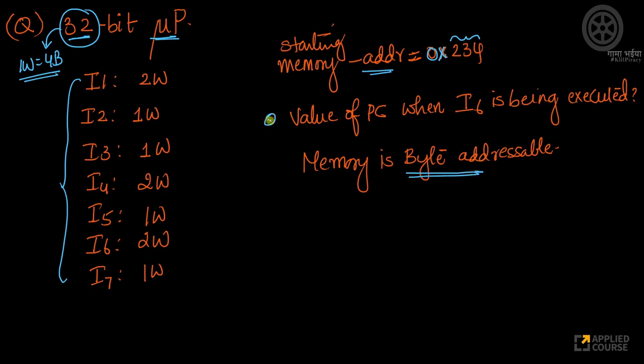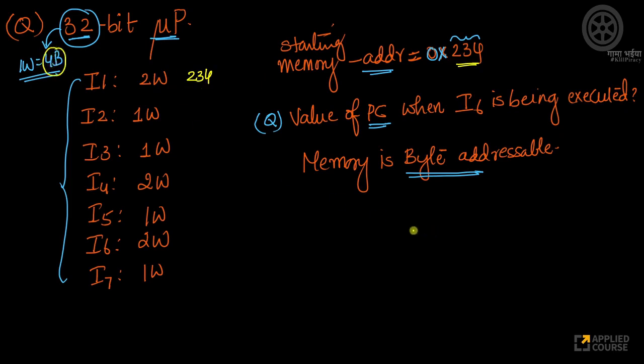Now the core of the question here is, what is the value of the program counter when i6 is being executed? Now let's see that. This instruction started from 234 hexadecimal. Here I'm assuming that all these addresses are in hexadecimal, and it requires 2 words. What does 2 words mean? 2 words mean 8 bytes because 1 word is 4 bytes.